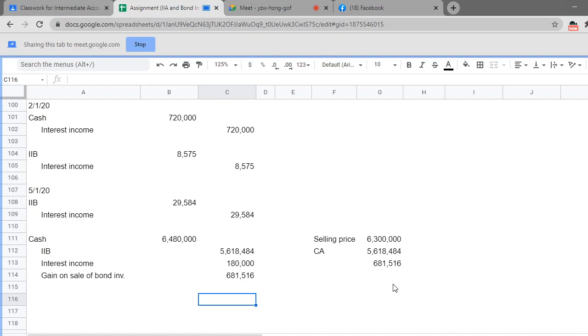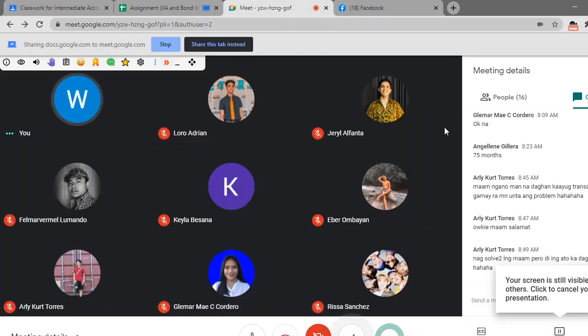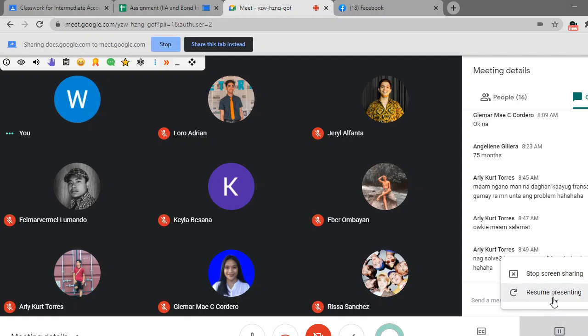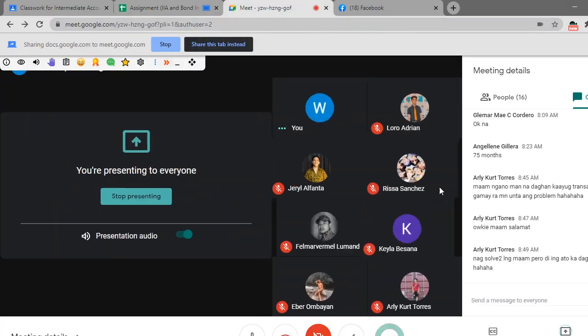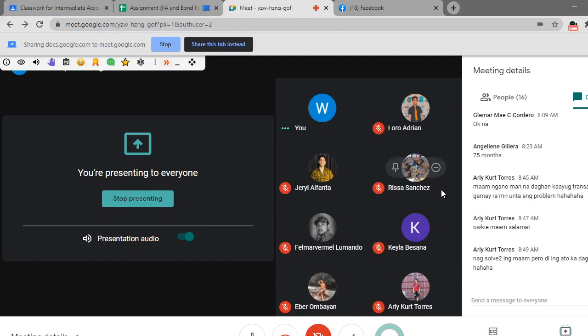So, ayun. Kayo na ang humusga kung asay inyuhang mas gusto. The straight line or the effective interest method. Okay.